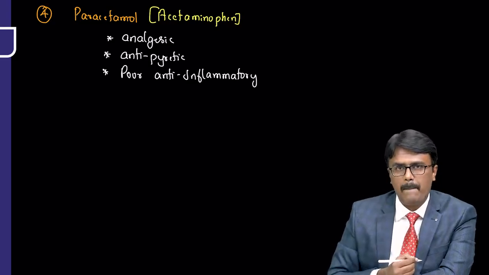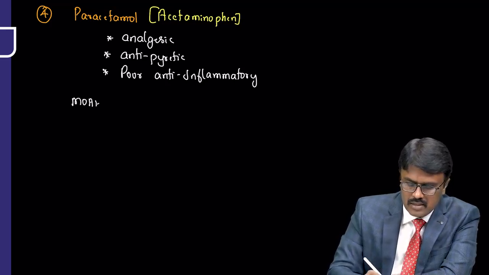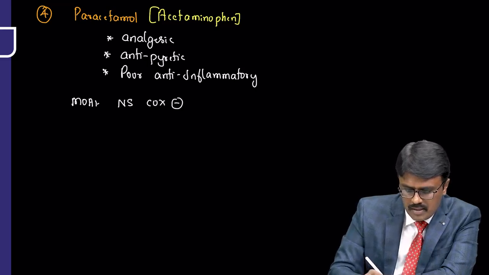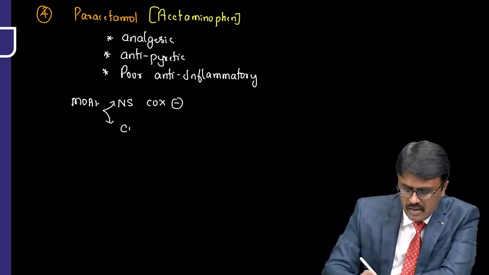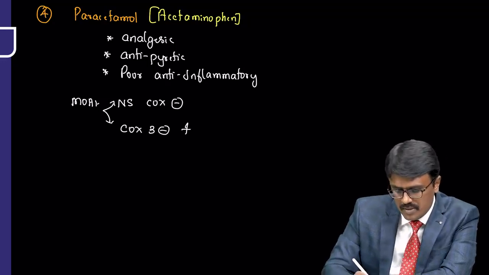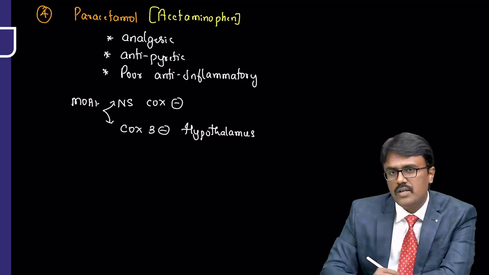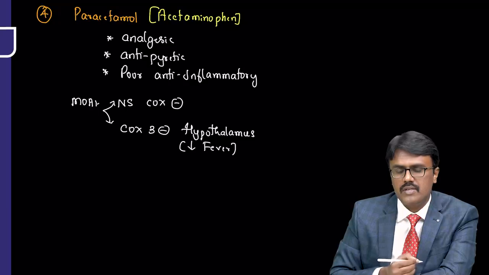Yes, paracetamol. Now, the mechanism of action is told that it's a non-selective COX inhibitor. But there are certain theories which propose that the drug inhibits an enzyme called COX-3, particularly in the hypothalamus. The hypothalamus is the one which controls the body temperature. So by acting on the hypothalamus, it decreases fever. That is one of the importances of this.